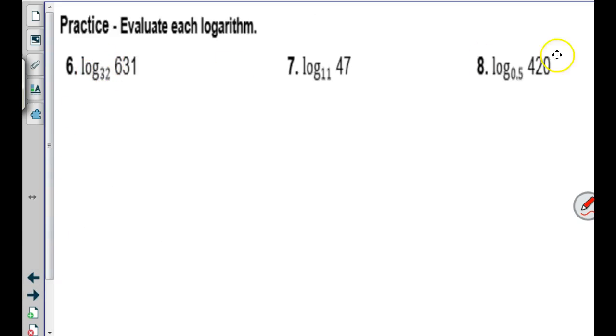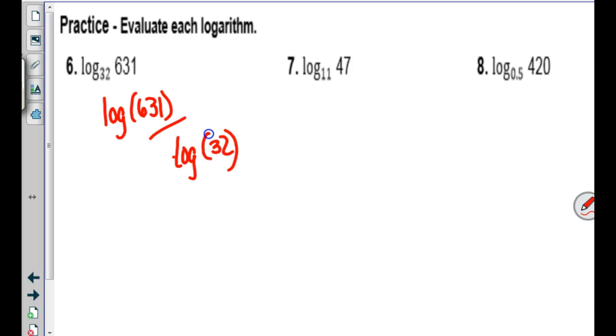All right, so do these three questions. You have these three, 6, 7, and 8? Okay. So what would you type for number 6? Log of 631 divided by log of 32, etc. And you can use ln.